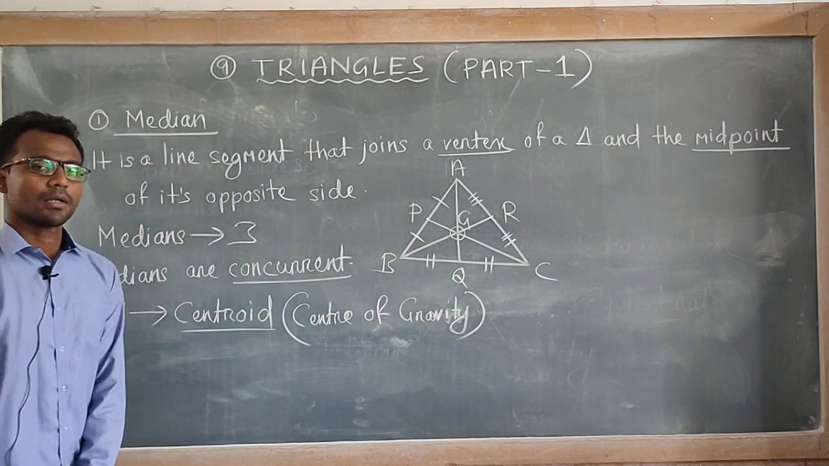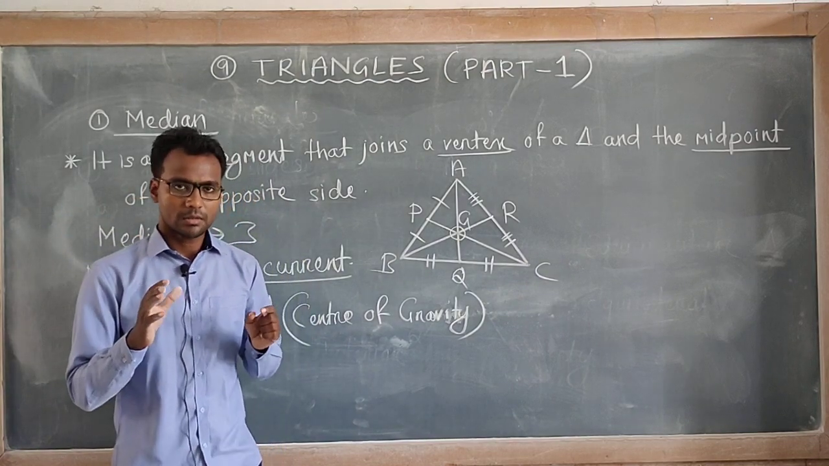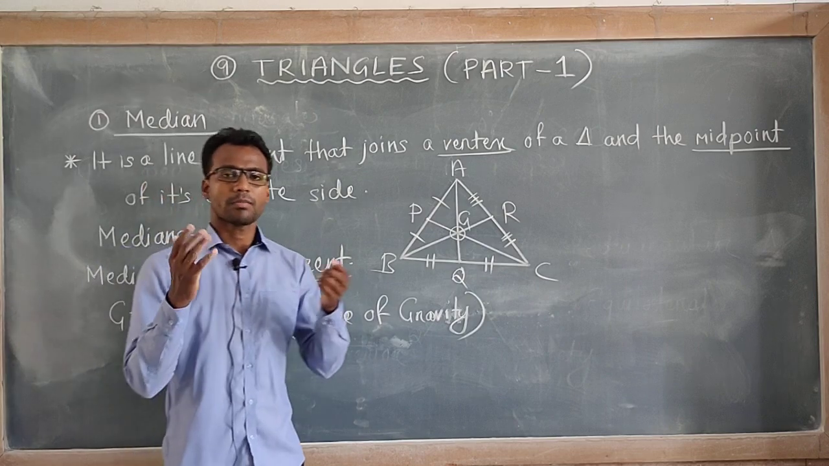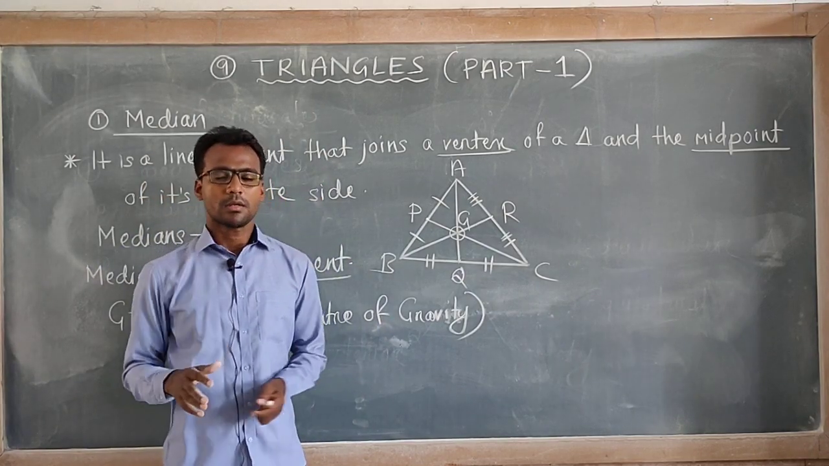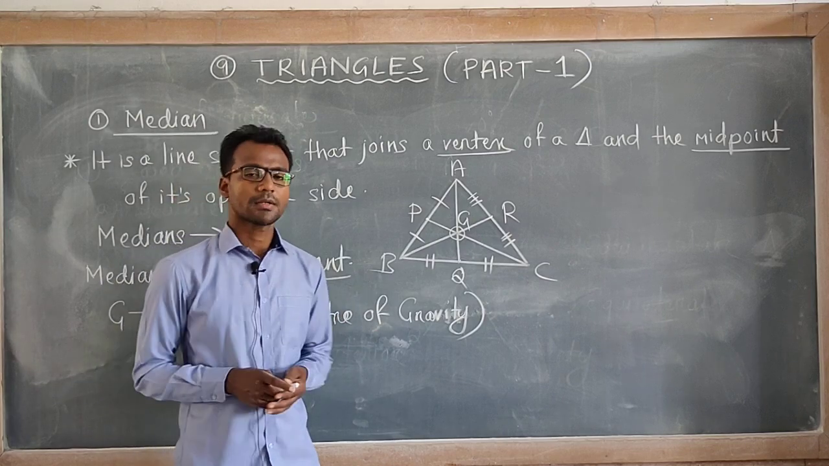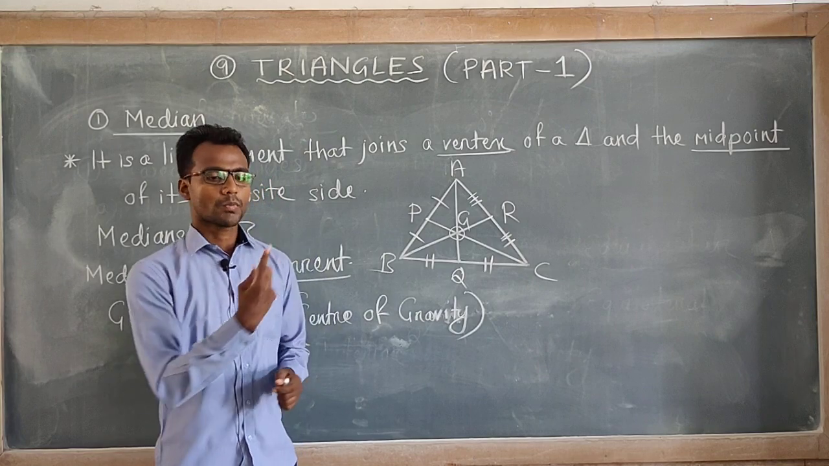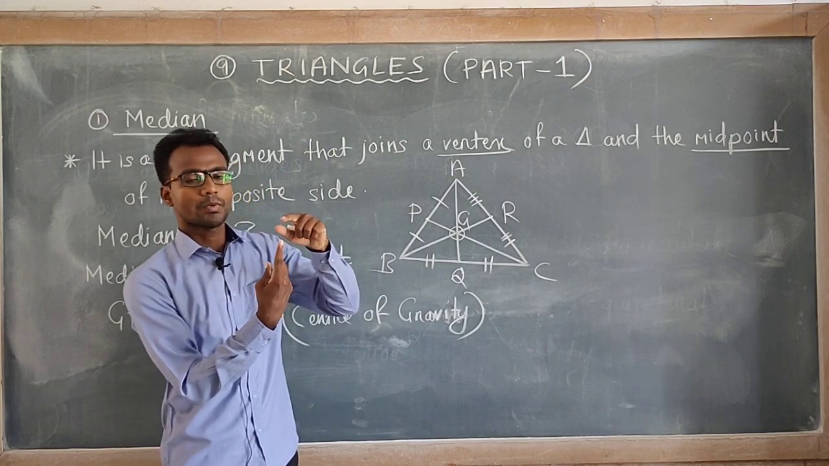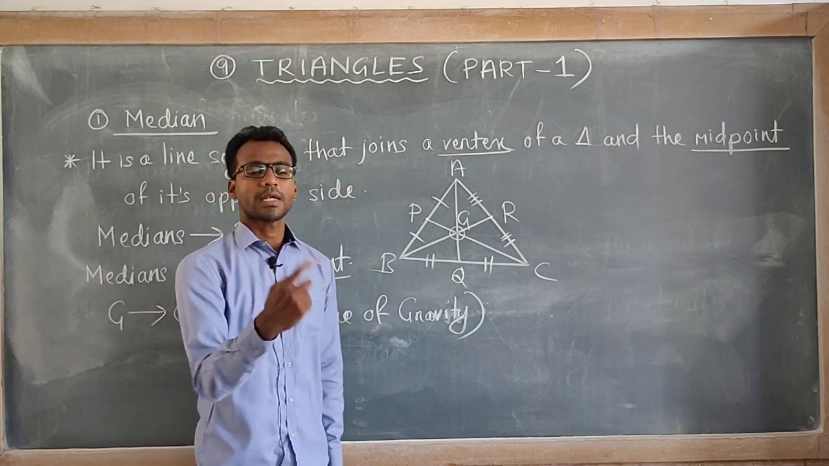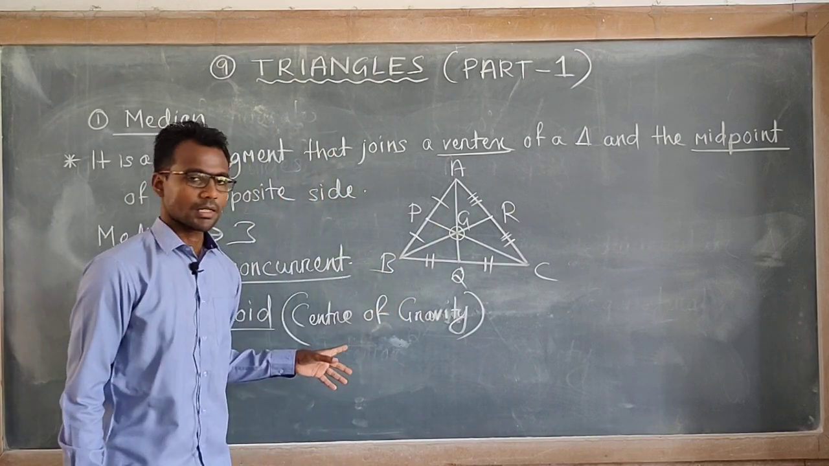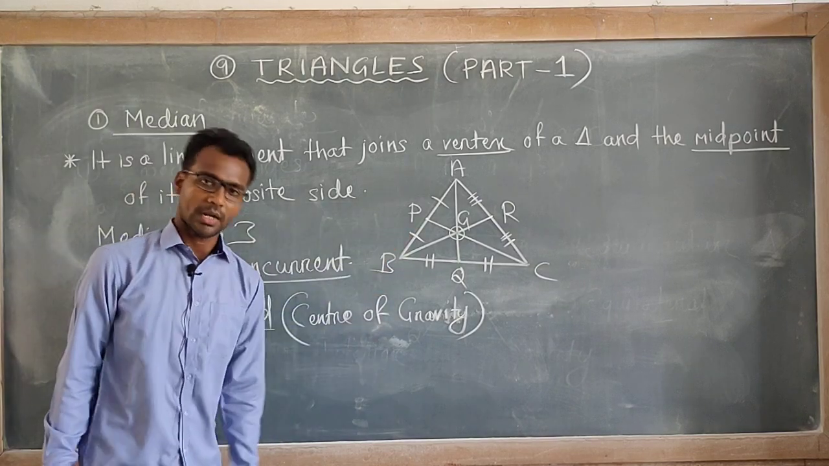Center of gravity of the triangle. That means if you take a piece of plywood and cut a triangle from it, and locate the centroid by drawing the medians, and you put the tip of your finger at G like this, you can balance the triangle. That means this G, which is called centroid, is the center of gravity of this triangle.